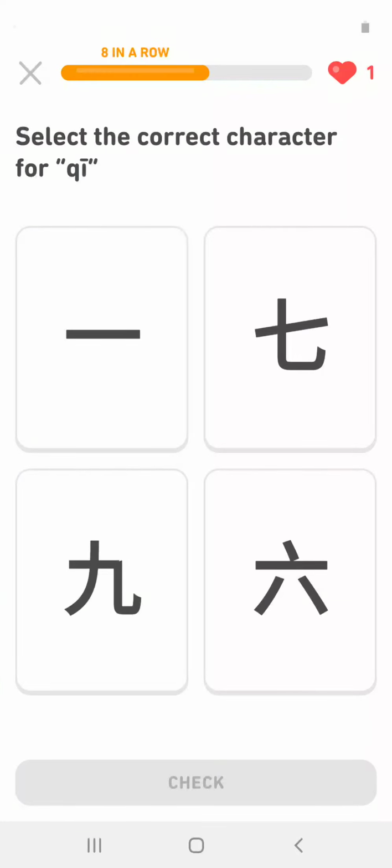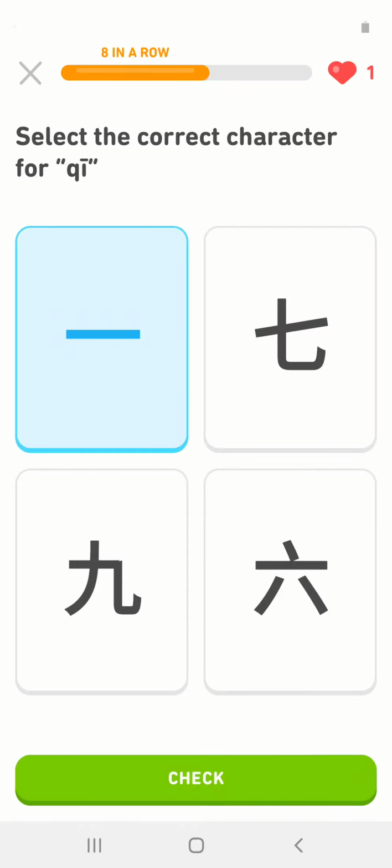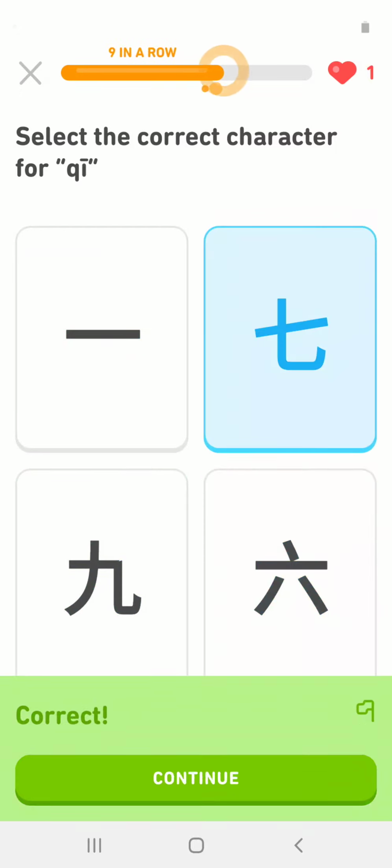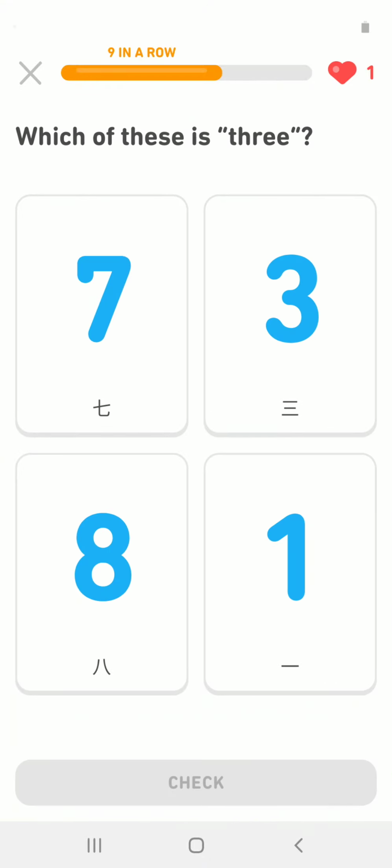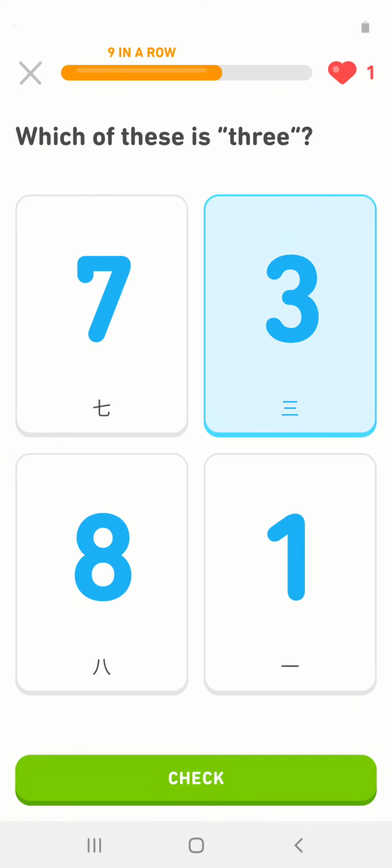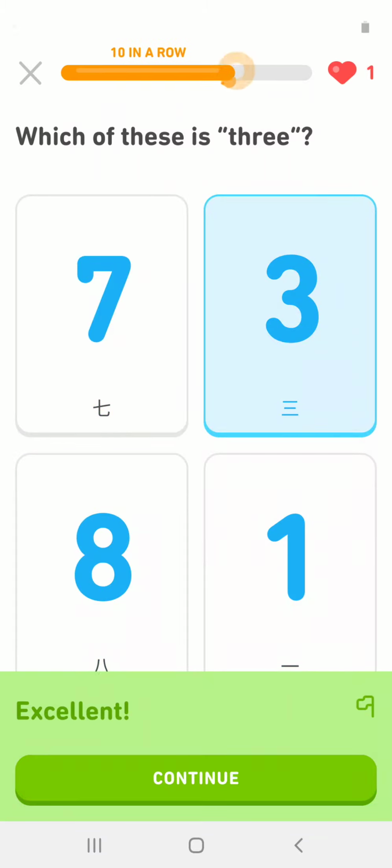Chi. This is Chi. Liu. Chi is 7. Which one of these is 3? San. Ba. Yi. Chi is 7. Ba is 8. Yi is 1. San is 3.